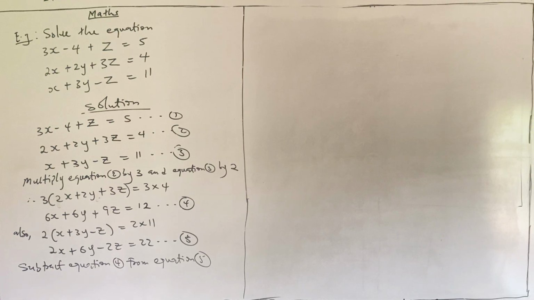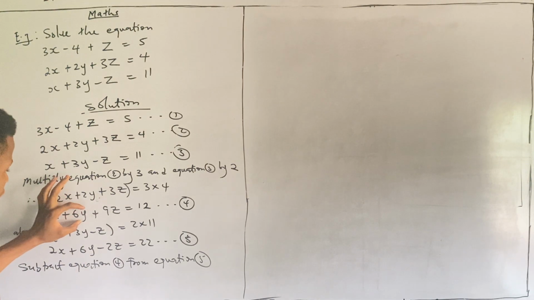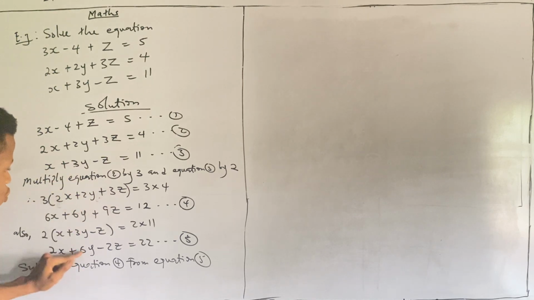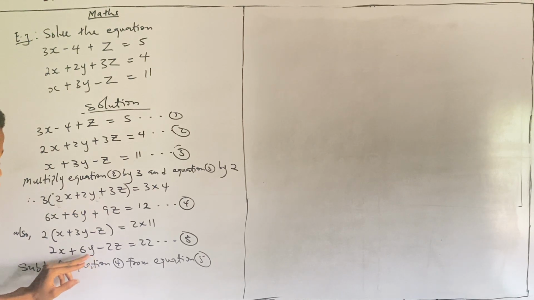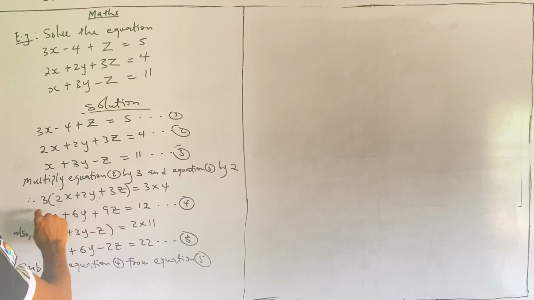Okay, now we have gotten our target. Our target is that we make y have the same coefficient in both equations 4 and 5. So we have y with a coefficient of 6 here, and y here having a coefficient of 6. So in that case, we can subtract one equation from the other. Here we will choose to subtract the smaller one from the bigger one. When you look at the terms, we have bigger terms here.